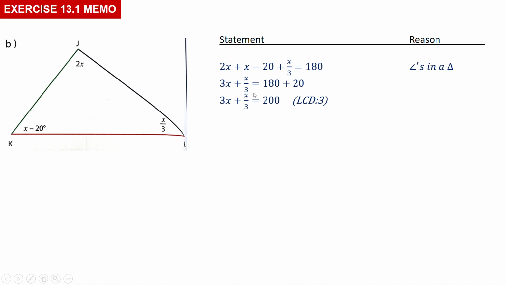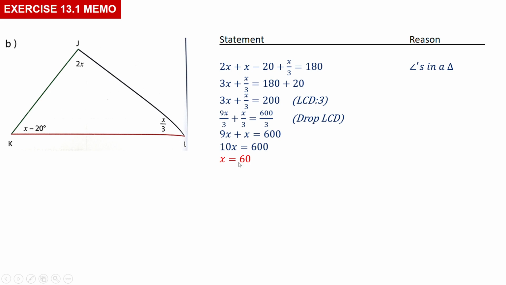Now I've got a denominator. So I know that the 3x and the 200 is over 1. I need to find an LCD of 3. So I need to multiply the 3x by 3 and the 200 by 3 in order to find an LCD of 3. Now, because all my denominators are the same, because they're all my LCD, remember with an equation you can drop your LCD, so I can just work with the numerators now. So I've got 9x plus x is equal to 600, then 9x plus x will give me 10x, and then to get x alone I will just divide through by the 10, so x is equal to 60 degrees.